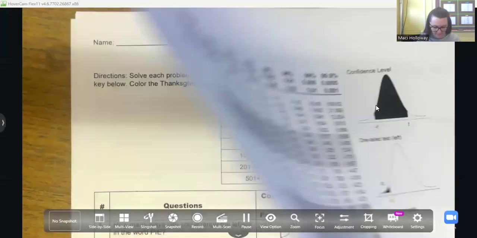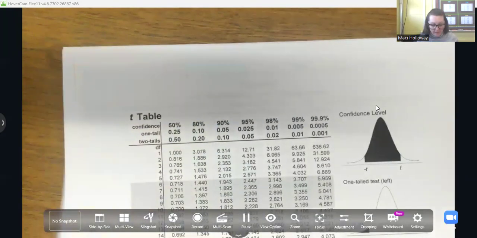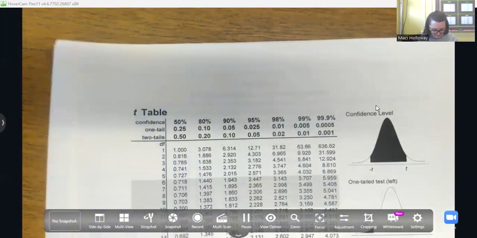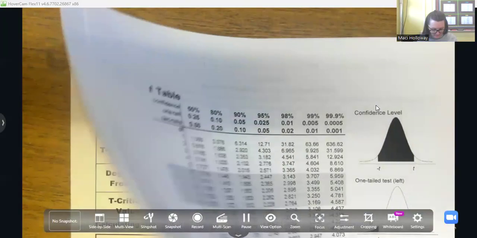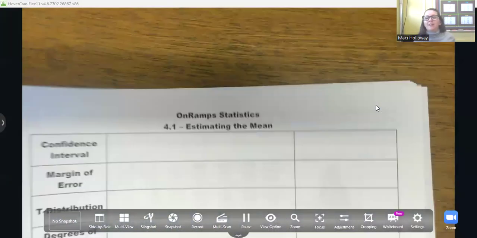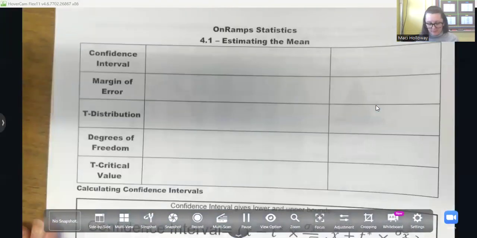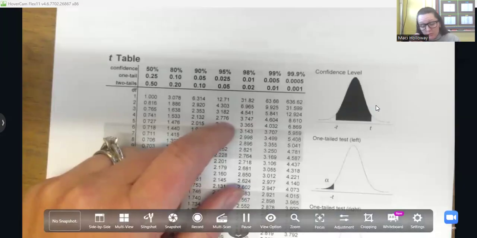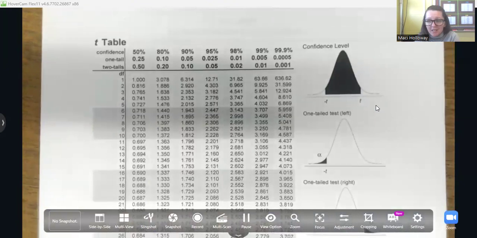All right, we are starting chapter 4. And in chapter 4, we're going to be starting our hypothesis testing. So before we start hypothesis testing, we have to really talk about what we are doing. We've been talking about Z distributions and Z scores, and we're going to be introduced to a new table this chapter called the T-table.